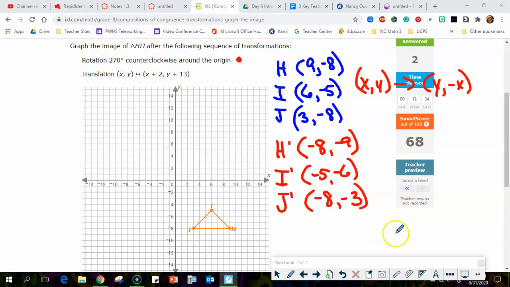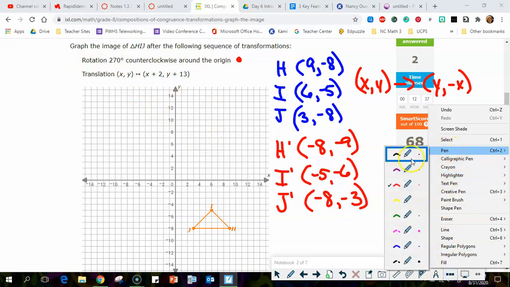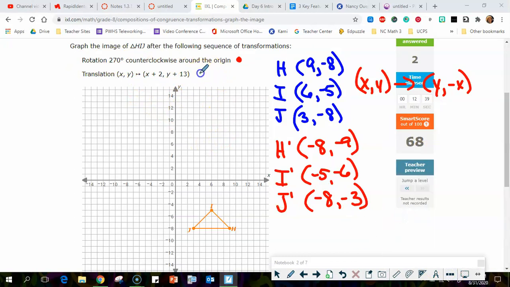Now I have a translation. Let me change colors one more time. Let's go to green this time. So what I need to do is add 2 to all the x's and add 13 to all the y's. So let's put this over here. H double prime plus, and you know what I'm going to do? I'm going to do all the x's first. To me, that's easier. So I'm going to add 2 to all of these numbers. So that's going to be -6, -3, and -6.